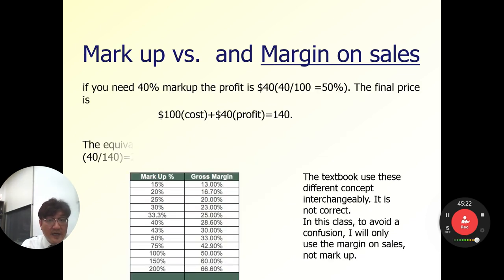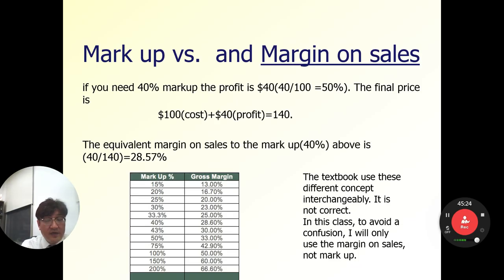So let me give you another example. Previously, if you need a 40% markup, the final price is going to be 140. Then maybe I can ask you, say in the final exam, what is the equivalent margin on sales to the 40% markup?